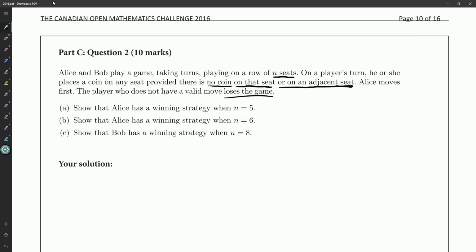Alice, Bob, Alice, Bob. It's an interesting little game, and it looks like all three of our questions, just at a glance, are the same. Show Alice has a winning strategy when N is 5. Show Alice has a winning strategy when N is 6. Show Bob has a winning strategy when N is 8.